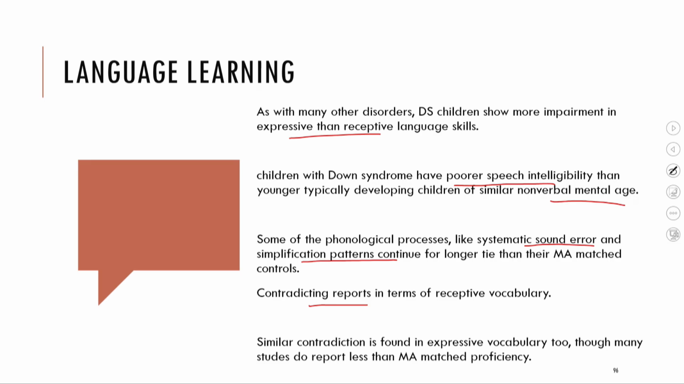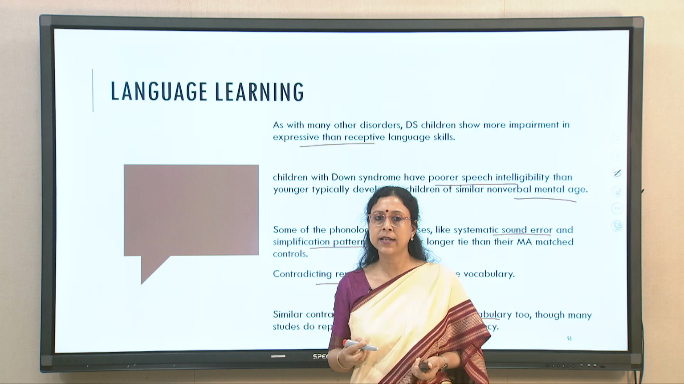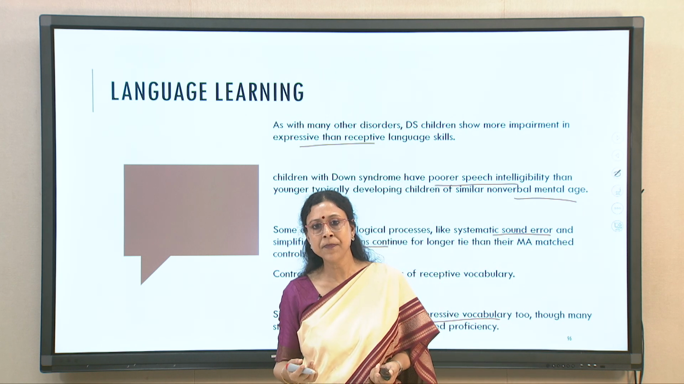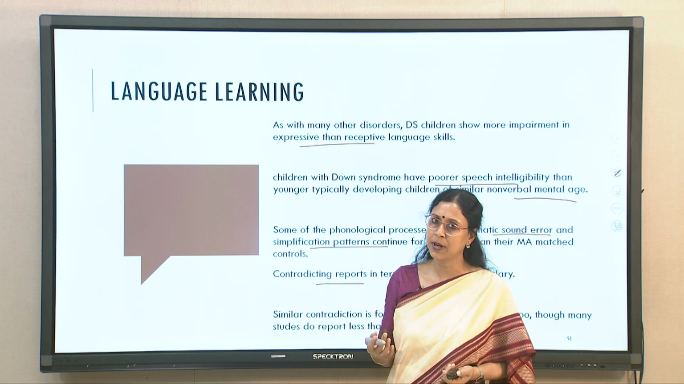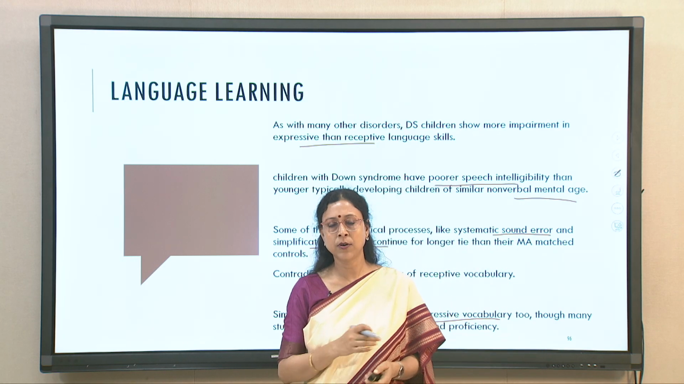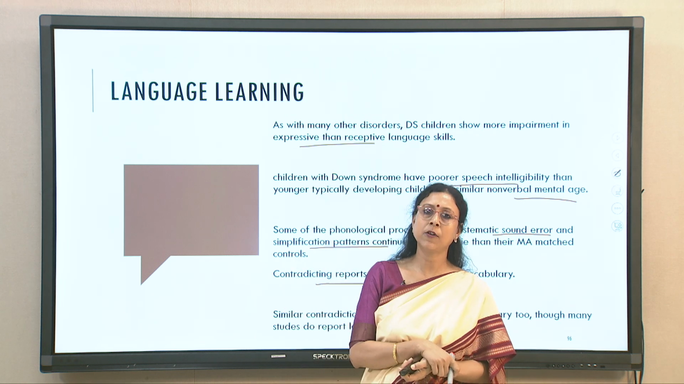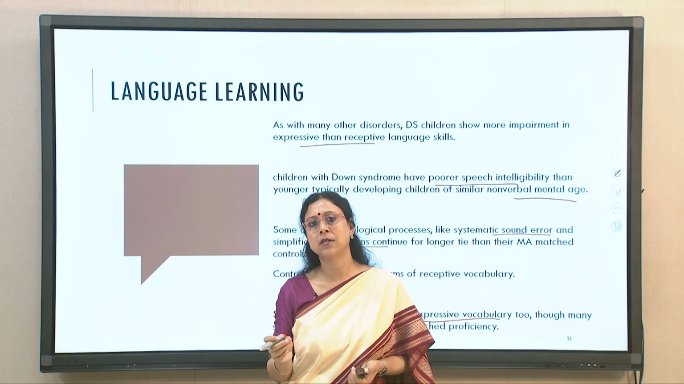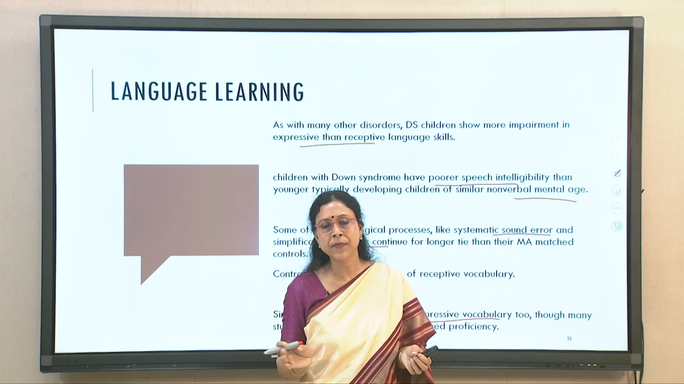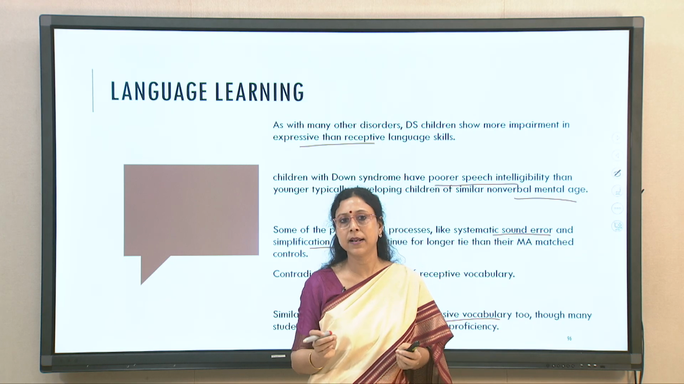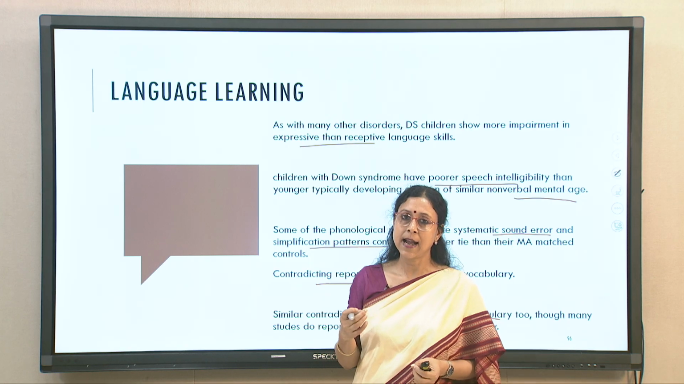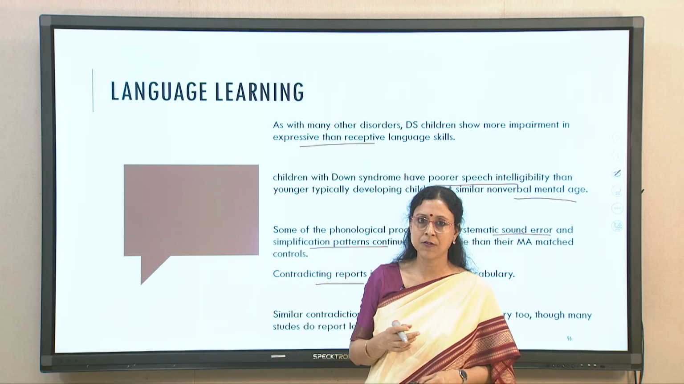A similar contradiction is found in expressive vocabulary, though quite a few studies have reported that their proficiency in expressive vocabulary is poorer compared to their mental age matched controls. In case of receptive vocabulary, you cannot bracket them in any of the categories. So, the contradiction is kind of balanced, but in case of expressive vocabulary, more studies report that they are not at par with their MA matched control groups.